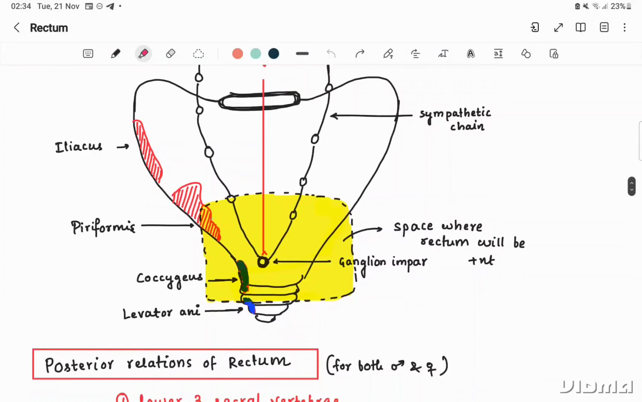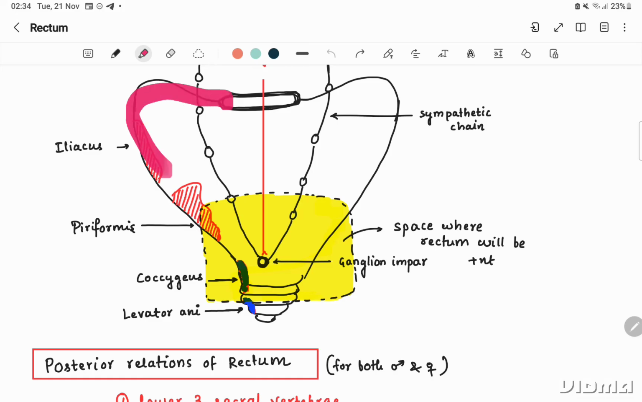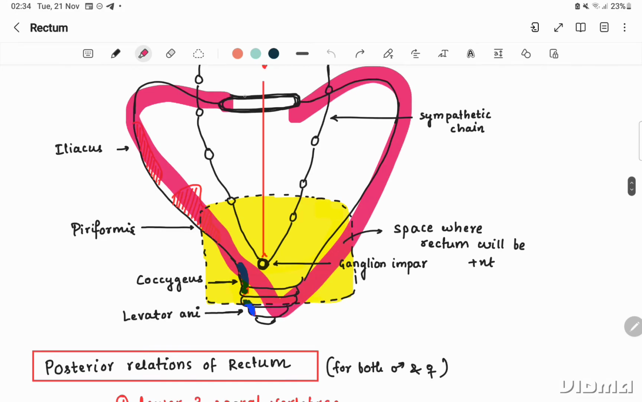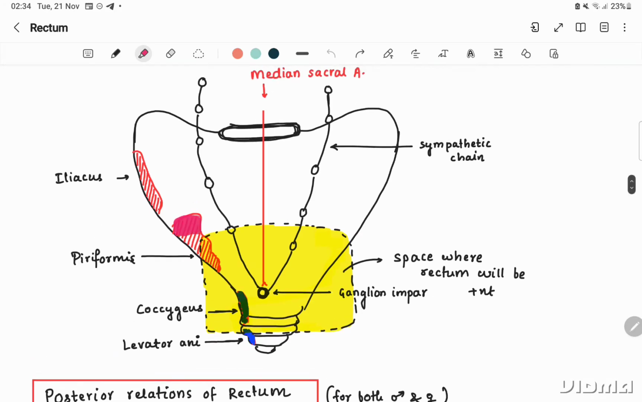Okay, so this is mainly the space where the rectum will be present, and if it is a sacrum, it is the sacrum and the sacral vertebrae. The coccygeus muscle must be present over here. The coccygeus muscle will be inserted to here, and the levator ani will be inserted to here. This is the origin of the piriformis and the iliacus.